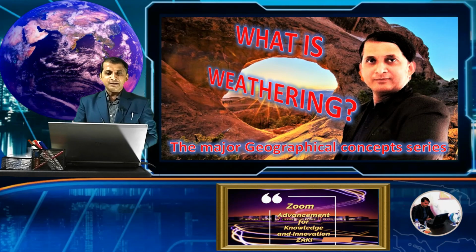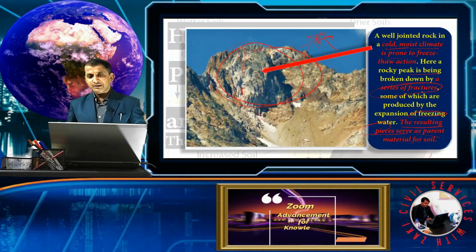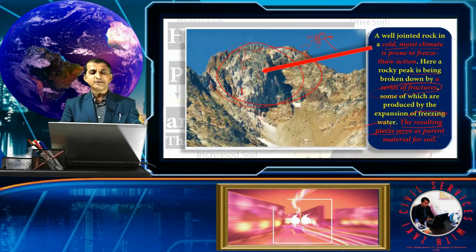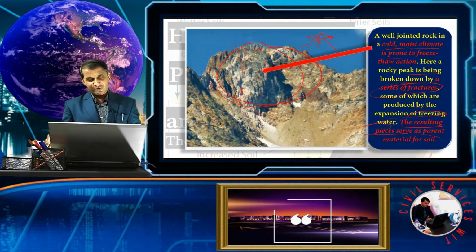So that is called frost weathering. These basically work as the parent material for the soil.